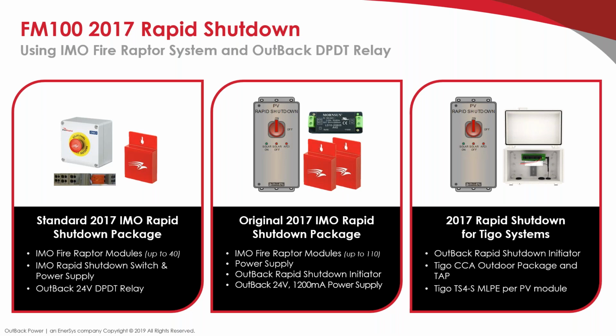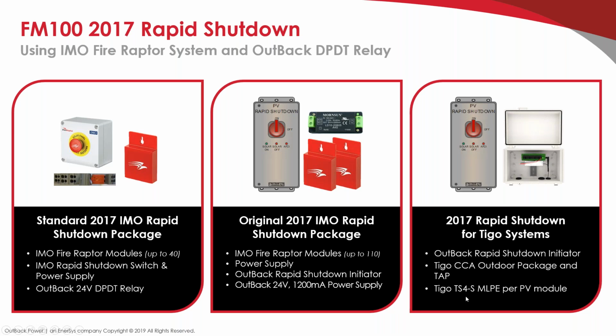And then, of course, on the right side for Tigo fans, we have the OutBack Rapid Shutdown Initiator again, Tigo's CCA box here, this sealed box with the Cloud Connect Advance and the tap that goes on the roof to set up the mesh network for their TS4S module level rapid shutdown device.